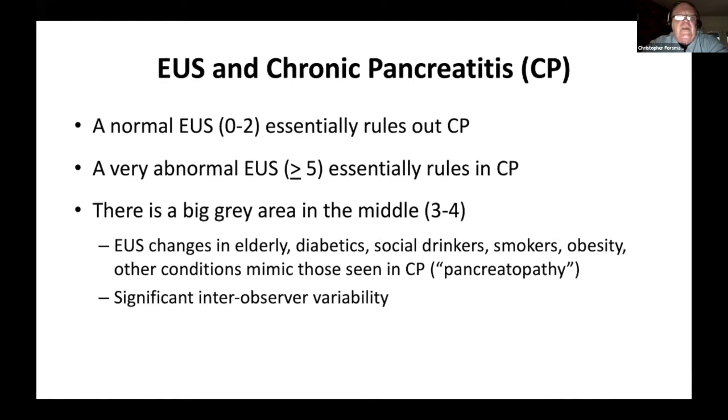in this scoring system between 0 and 9, normally EUS is classified as 0, 1, or 2 features. A very abnormal EUS is classified as 5 or more, but the area in the middle, the 3 to 4 criteria, is sort of a gray area. It's listed as indeterminate. And the reason it's indeterminate is you can see similar changes in the pancreas in lots of patients that don't actually have chronic pancreatitis, like elderly patients, or patients who are long-standing diabetics, patients who are social drinkers or social smokers, patients that are obese, and a variety of other conditions. And this has been termed sort of a pancreatopathy, if you will. It's injury to the pancreas, maybe the consequences, the normal wear and tear of living, but not really chronic pancreatitis.